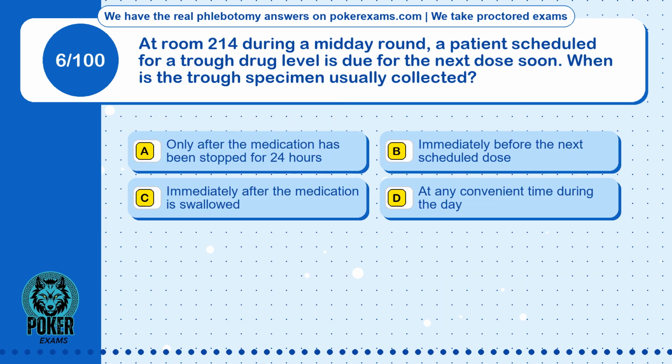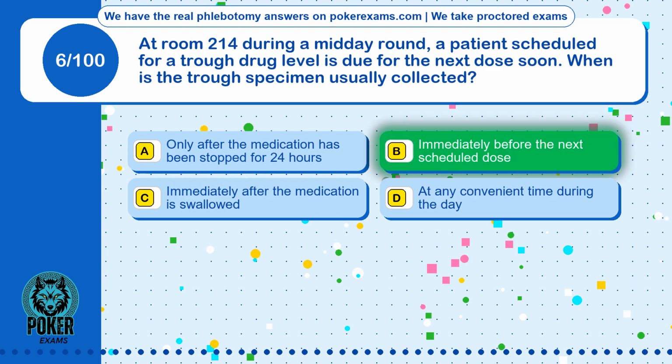Question 6. At room 214 during a midday round, a patient scheduled for a trough drug level is due for the next dose soon. When is the trough specimen usually collected? Option A, only after the medication has been stopped for 24 hours. Option B, immediately before the next scheduled dose. Option C, immediately after the medication is swallowed. Option D, at any convenient time during the day.